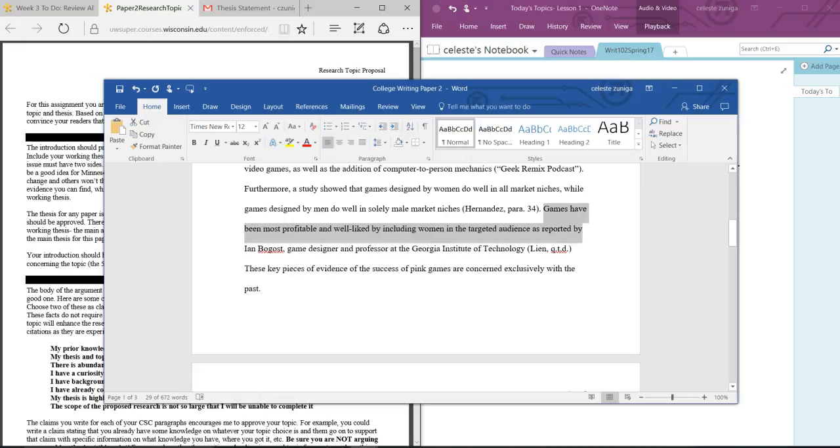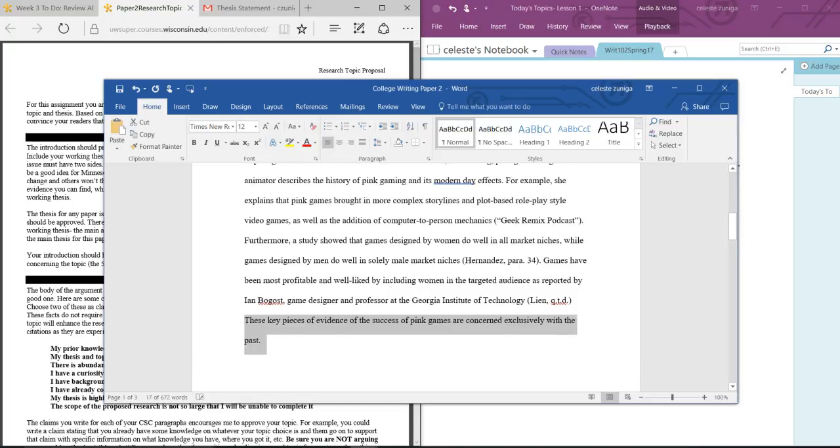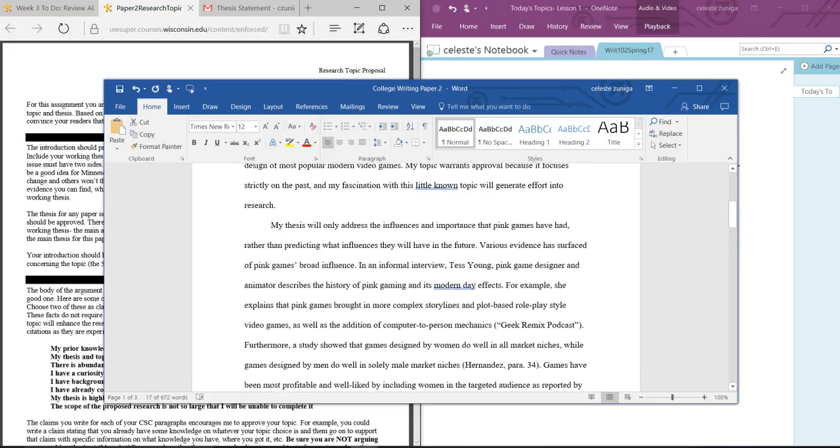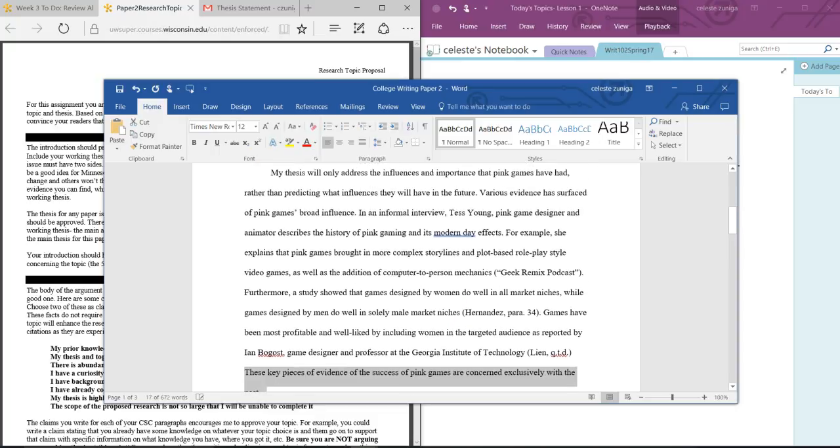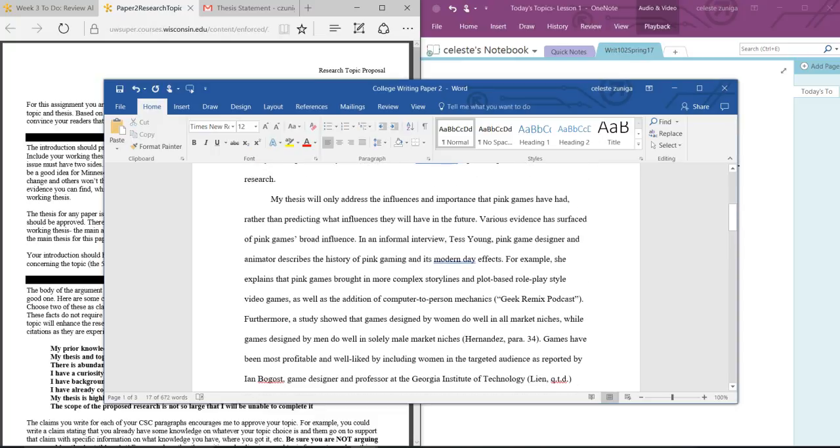Games have been most profitable and well-liked by including women in the targeted audience, as reported by Ian Bogost, game designer and professor at Georgia Institute of Technology. These key pieces of evidence of the success of Pink Games are concerned exclusively in the past. So it's a round paragraph. It ends where it began. And in the middle here, she has to prove that she will only talk about past things.